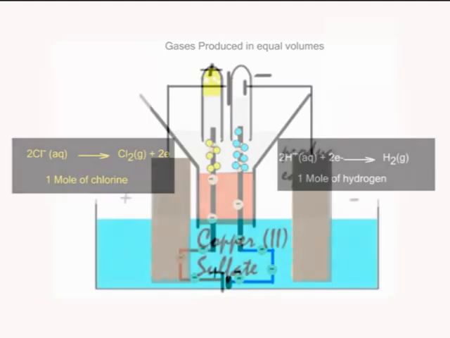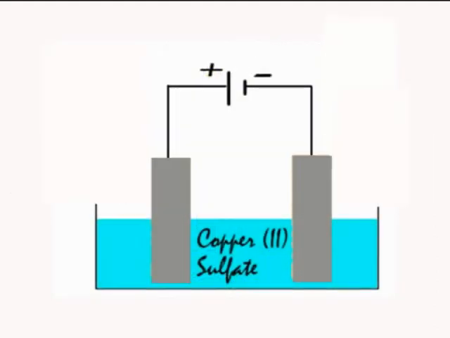But it is the electrolysis of copper(II) sulfate that is so intriguing. Why? Well, first, because the copper ions are preferentially discharged to the hydrogen ions when they migrate to the cathode. And secondly, the observations differ depending on the electrodes used. Let's first see what happens when carbon electrodes are used.